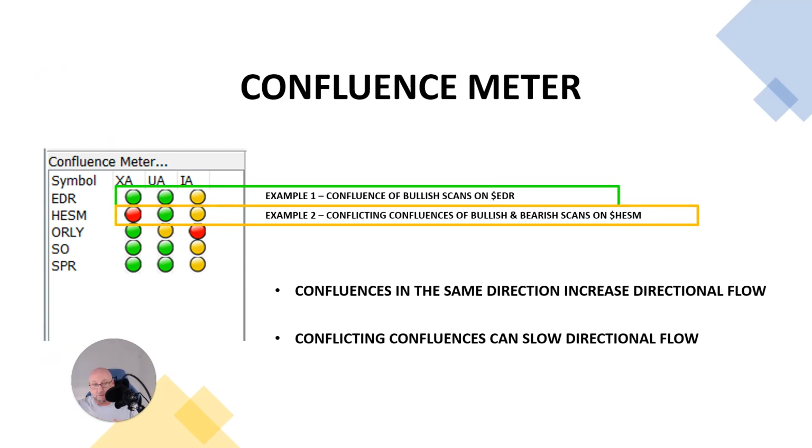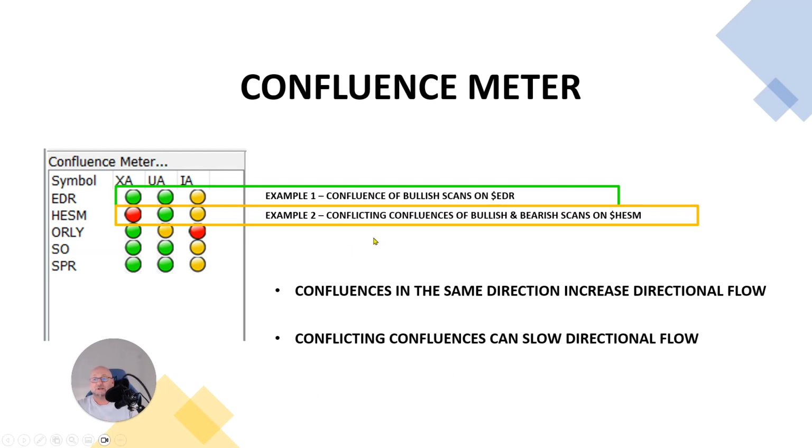And I've chosen two examples today. The first example is confluence of bullish scans on EDR. XA is the xBrat algo, so there's been an xBrat algo signal at the end of yesterday, and there is unusual options activity within the last month. Okay, this is critical, and you'll see why.